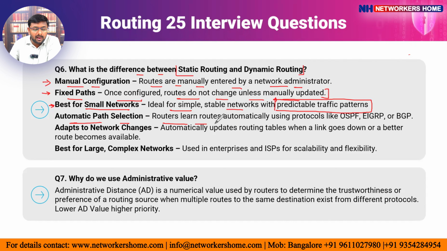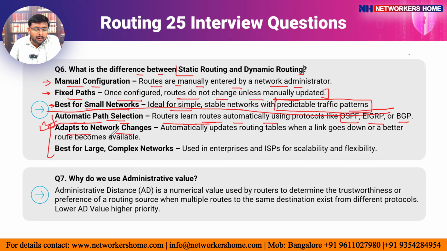Now, automatic path selection. Routers can learn automatically. This is regarding dynamic routing; till this one, it was for static routing. Routers can learn the routes automatically by using OSPF, EIGRP or BGP. This is regarding dynamic routing. So it is telling you that routers can learn automatically under dynamic routing using protocols like OSPF, EIGRP or BGP.